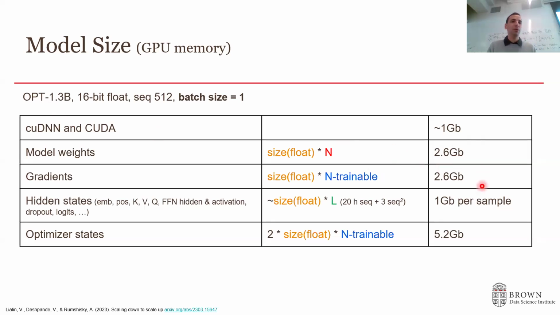Another 2.6 gigabytes is going to be our gradients when we train the model. And that's going to be the size of our floats times the number of our trainable parameters. And here we assume that we train the entire model. We will not assume that later on, but here's an assumption. So it's another 2.6. Now the hidden states, which are a bunch of different things, like the embeddings, the positional encoding, the attention matrices, and so on, take another about 1 gigabyte per sample.